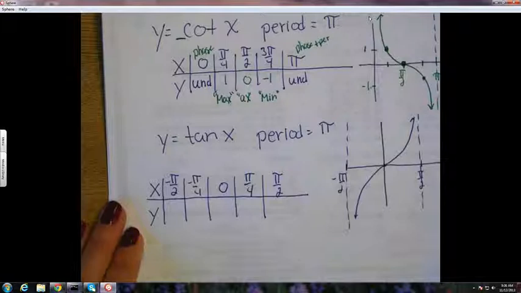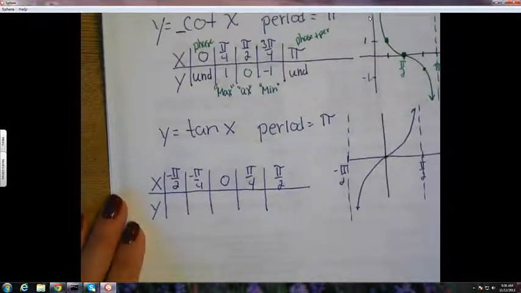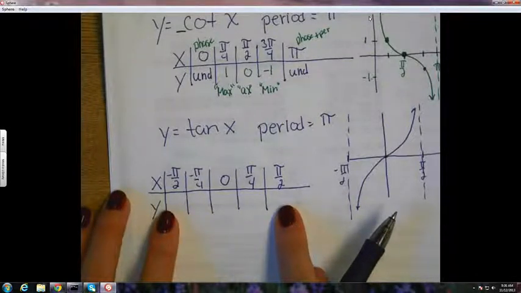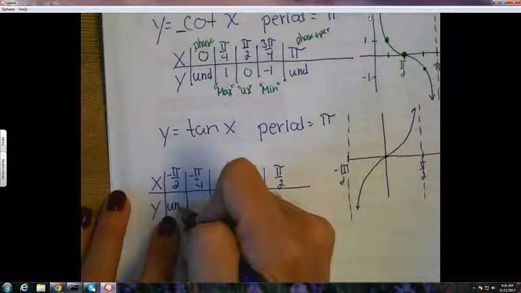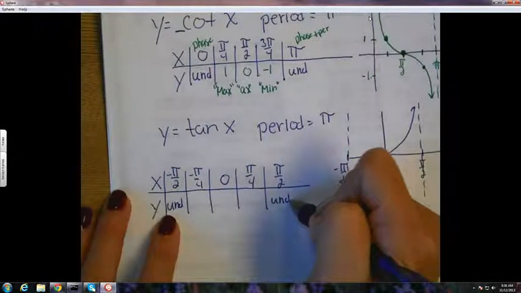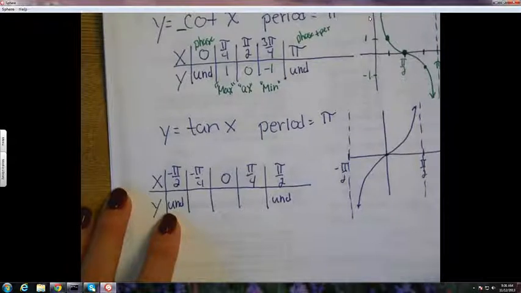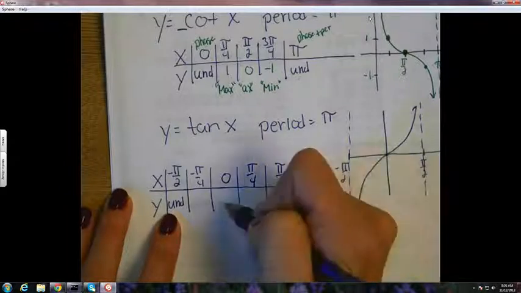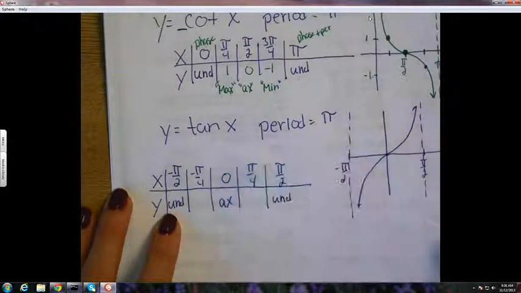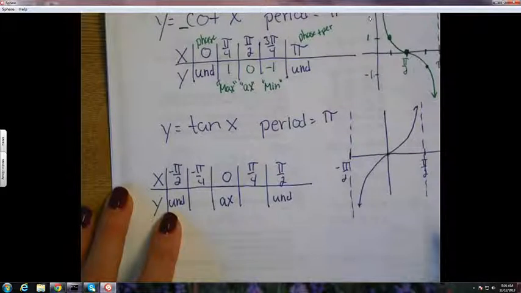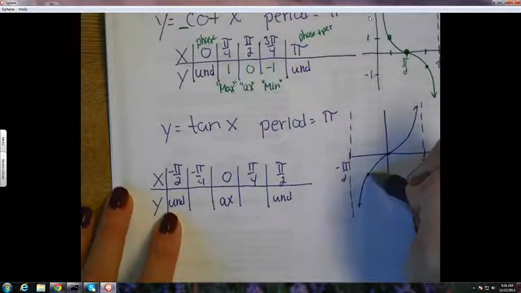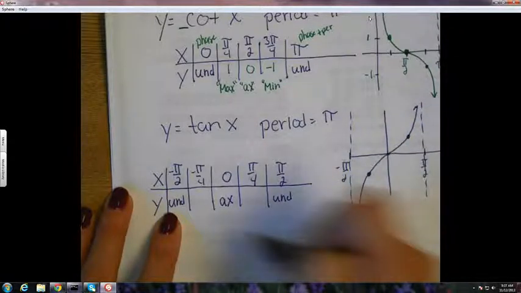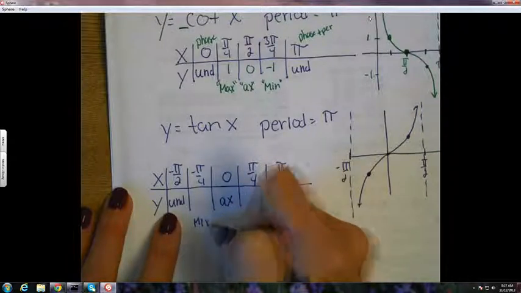I'll tell you where to get that starting x value from in a minute. But just like cotangent, tangent is centered between two asymptotes. So the first one and last one are always undefined on tangent and cotangent. Never going to be anything different than that. Your middle value is always going to be your axis value, just like it was for cotangent. So what is different? At negative pi over 4, I'm down, and then at positive pi over 4, I'm up. So the pattern is min, axis, max.